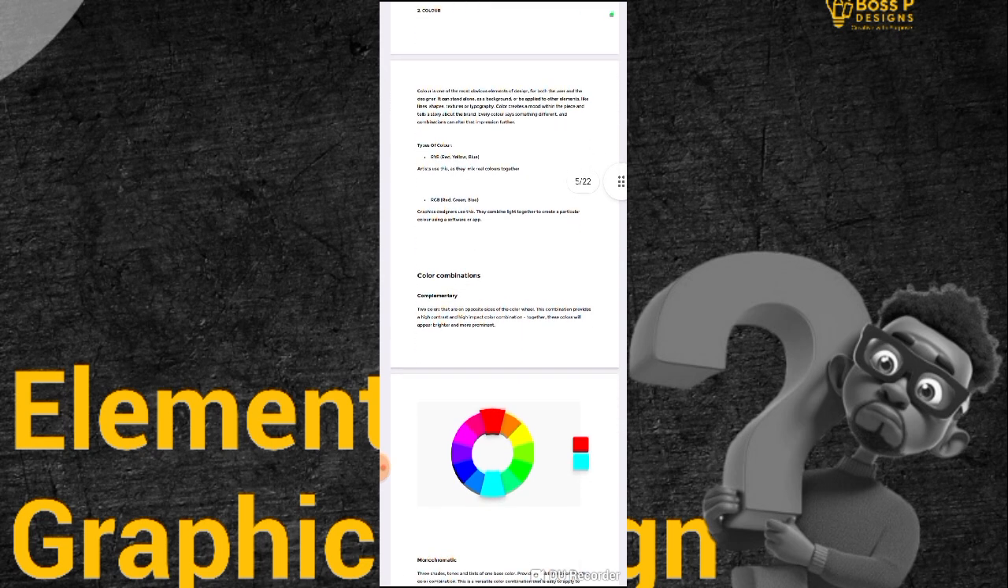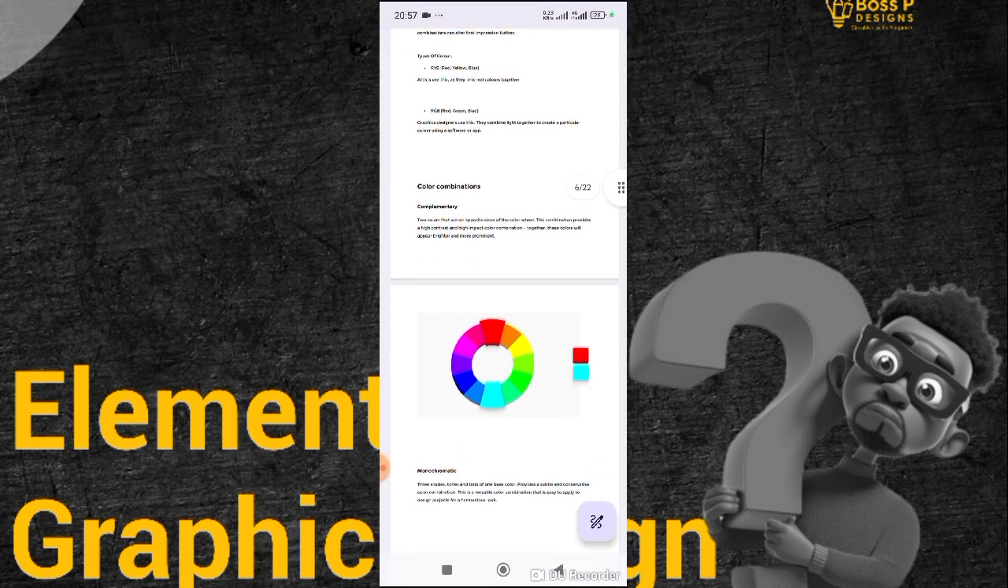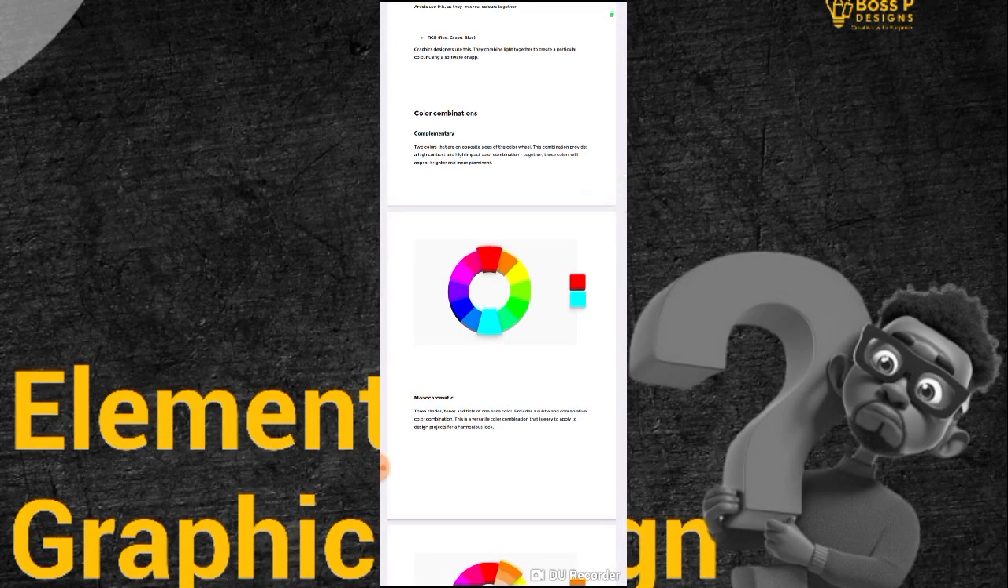Now under this type of color we have the RYB. RYB is red, yellow and blue. Artists use it as they mix real colors together. We also have RGB, red, green, blue. Graphic designers use this. They combine lights together to create a particular color using software or an app. So graphic designers always make use of red, green, blue. Under color combinations, when you are combining color, that's the mistake most designers usually make, especially newbies or beginners in designing.